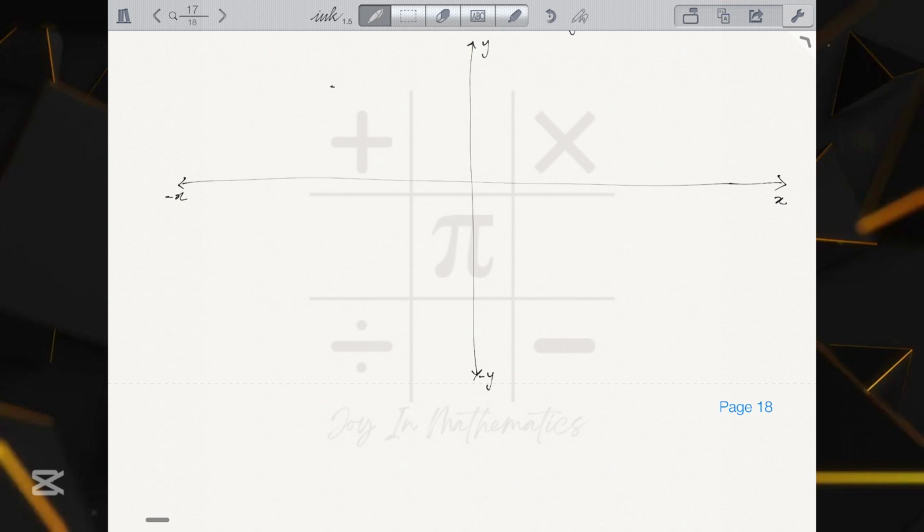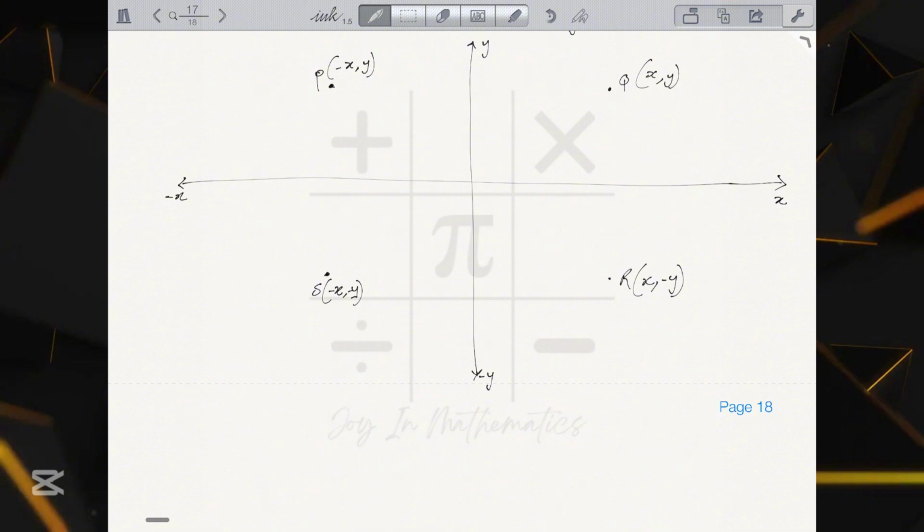Let's call these points P, Q, R, and S. Let's start with point Q. Point Q is such that it has positive X and it also has positive Y. Point P is such that it has negative X but it has positive Y. Point S is such that it has negative X and also negative Y. Point R is such that it has positive X and negative Y.